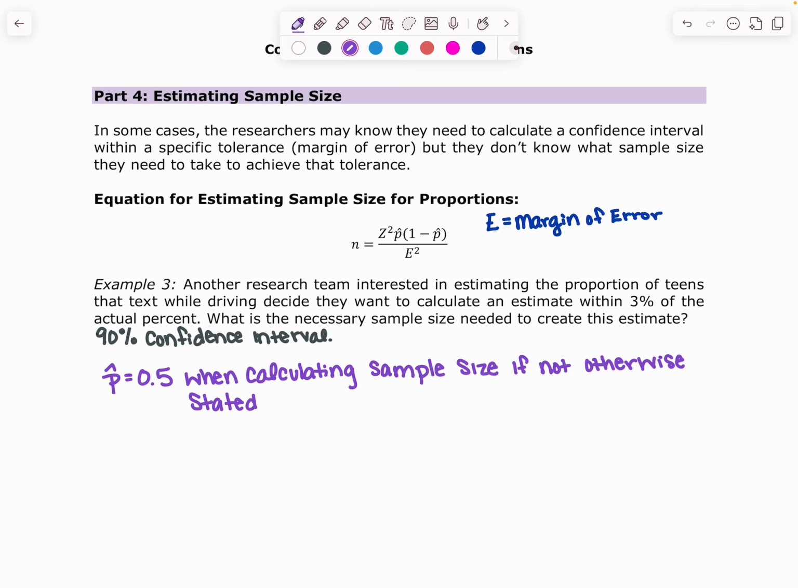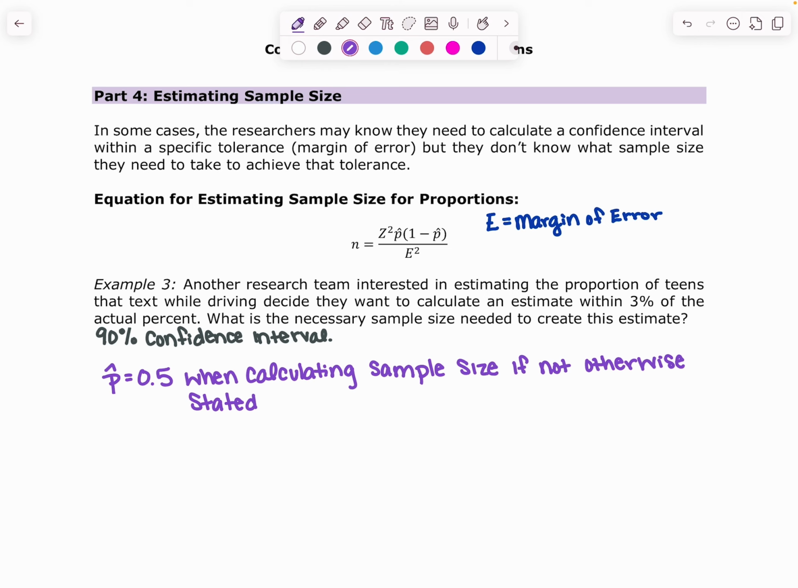Any of the other possible values that we could use for p hat would result in a smaller sample size. By using 0.5 as p hat, we're ensuring the largest sample size requirement, and it's always better to have a bigger sample size than a smaller sample size. So since we don't have anything in here that says you can go ahead and use 0.8 as your p hat, we're going to go ahead and use 0.5.